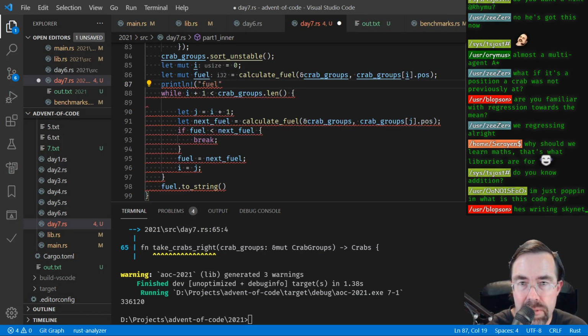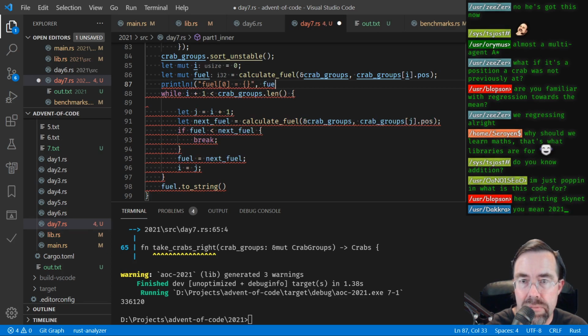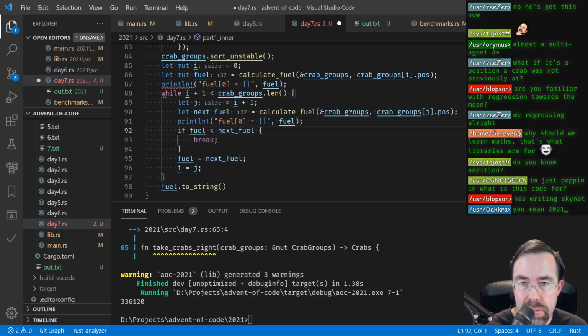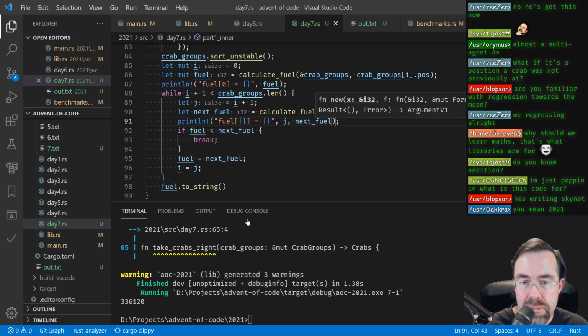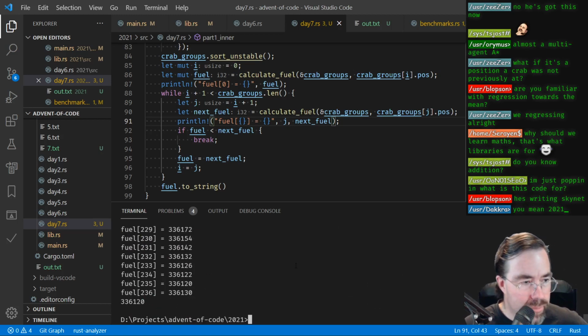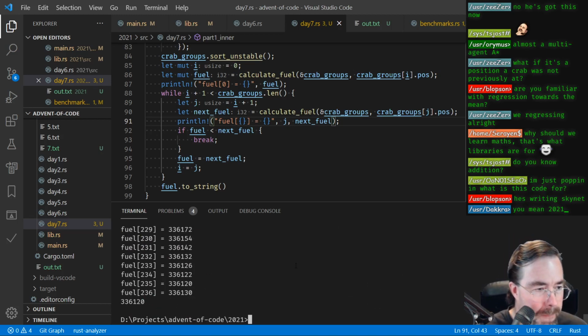So fuel 0, we're just printing out the initial one, right? Equals something, fuel. And then we'll print it out here. And that is j, next fuel. I want to see this number. What number did I say? I meant to say 2021.